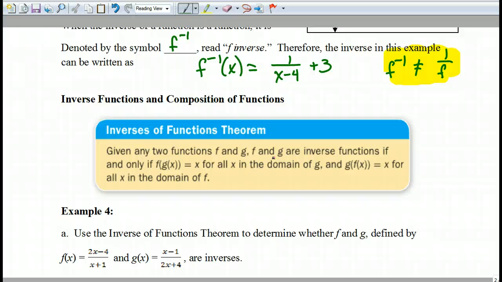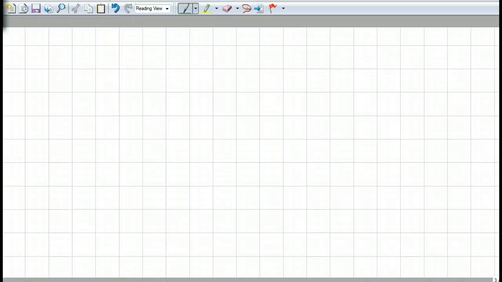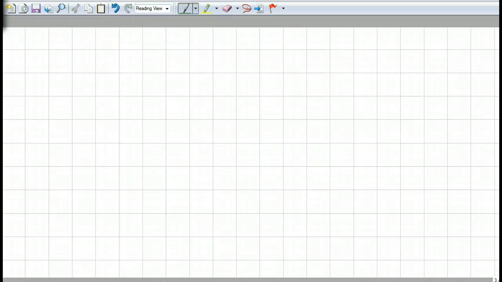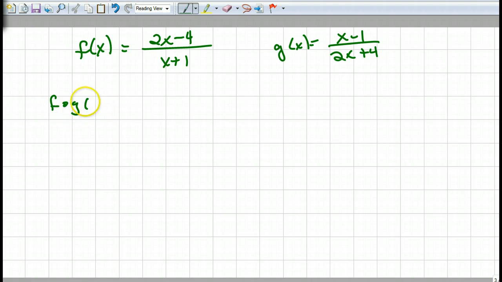Okay? So, what I'm going to do now is take this last example and do that. I'm going to do it on this next page because there's not enough room. So, f of x was 2x minus 4 over x plus 1. And g of x is x minus 1 over 2x plus 4. So the first thing we're going to want to do is actually find f of g of x.